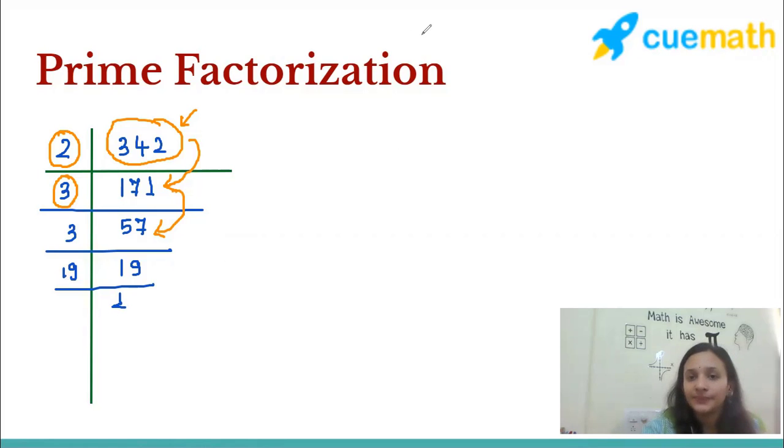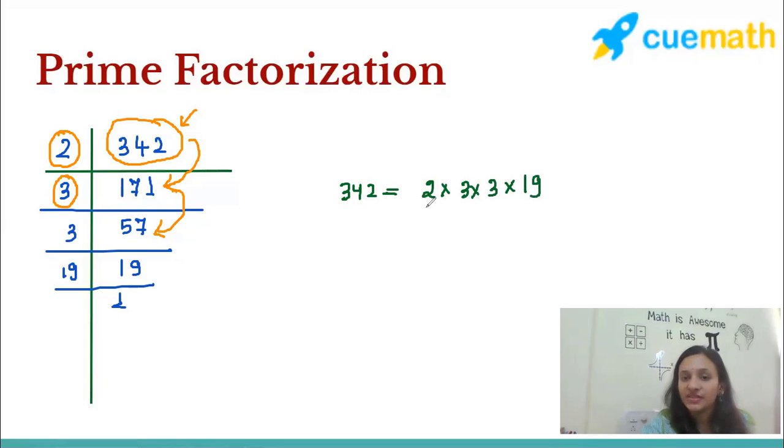So basically here what happened is 342 can be written as a product of prime numbers, which is 2 times 3 times 3 times 19. If you see, these are all prime numbers, and 342 has been written as a product of prime numbers. So this is called prime factorization.